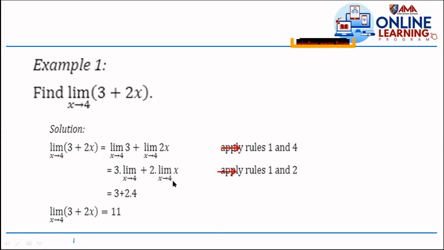Then after that, since we already simplified our equation using the rules of limits, that's the time that we're going to substitute yung limit natin doon sa given variable. Okay? So 3 is constant, walang problema. Plus 2 multiplied by x. So x na natin dito, ang limit natin ay 4 siya. So 2 times 4, we have 8 plus 3. So therefore, the answer is 11. Okay? Any questions po sa number 1?